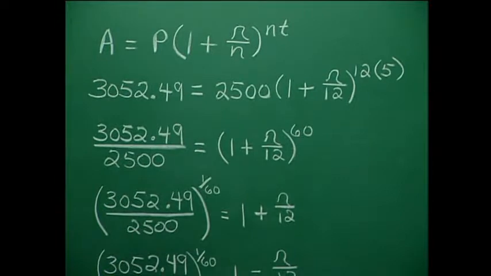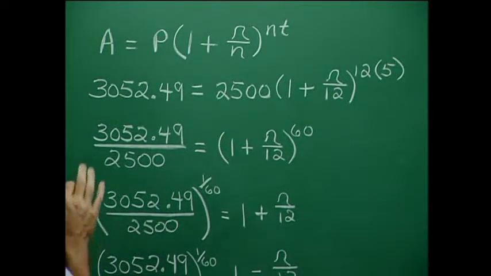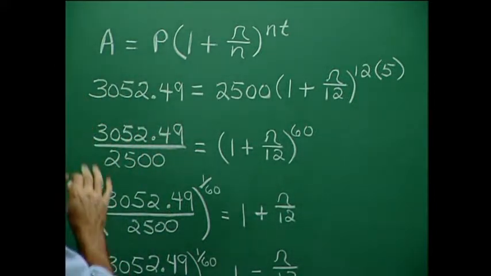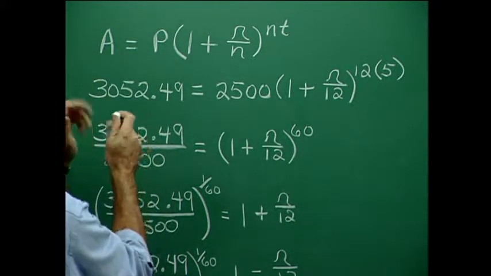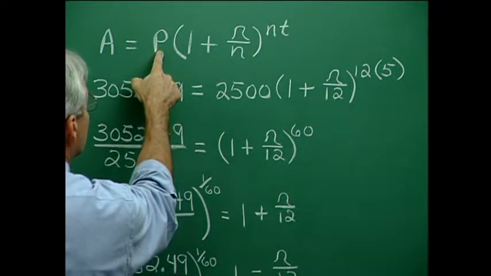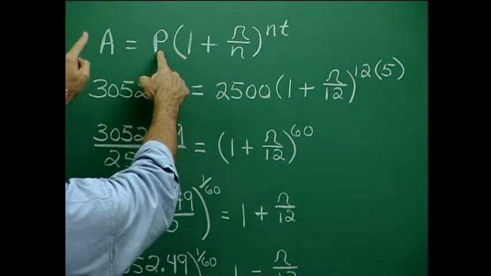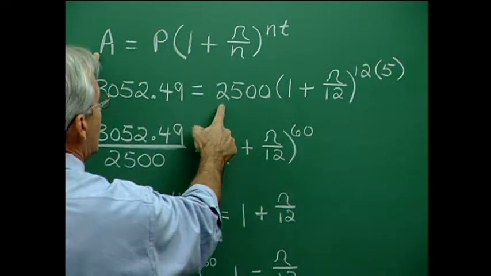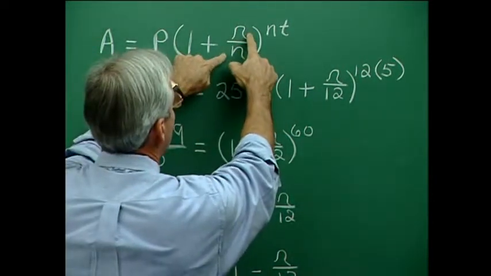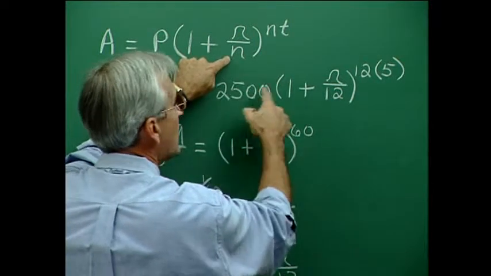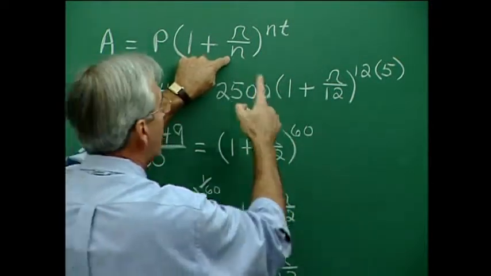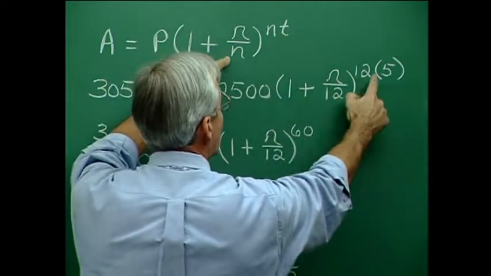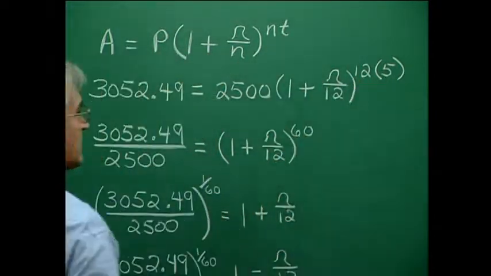Now, in our problem, we're finding an interest rate associated with the growth of an investment from an initial principal of $2,500 to an amount of $3,052.49. Notice the fraction here: r is the interest rate we're looking for, and n is the number of compoundings. We're talking about monthly compounding, so that means 12 compoundings per year. And now nt is 12 times 5, which is 60.